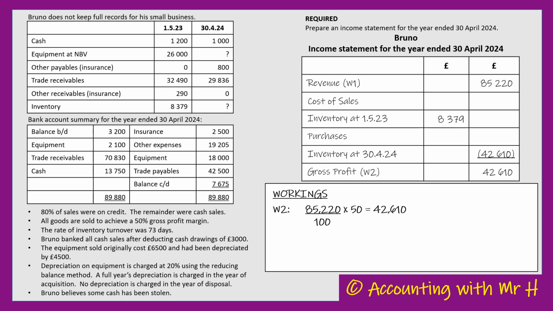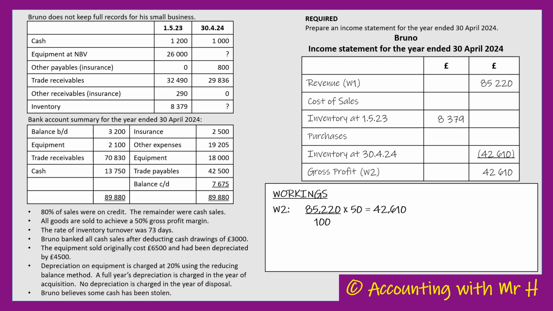So suddenly it's taking shape. I'm getting all these missing figures. So now all I've got left is the purchases and the closing inventory. Well, we've already said there's literally nothing to go on for the purchases in this question. So I'm going to come back to this closing inventory and the fact that they've told us the rate of inventory turnover was 73 days.